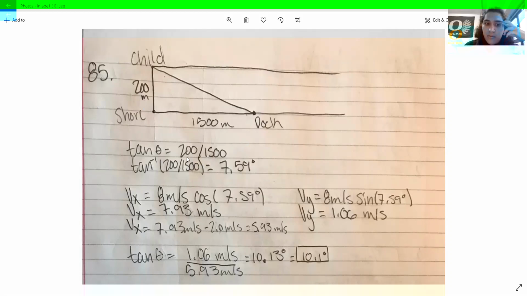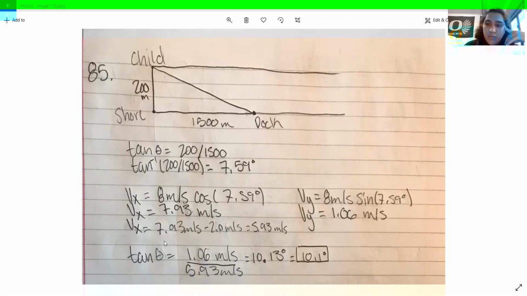Since we have that angle, we can now use that to multiply by our boat velocity, which is 8 meters per second. So you take the 8 meters per second, multiply that by the cosine of 7.59, and you'll get that our velocity in the x direction is 7.93 meters per second. And then you take the same boat velocity, 8 meters per second, multiply it by the sine of this angle that we had found, and you get your y velocity, which is 1.06 meters per second.